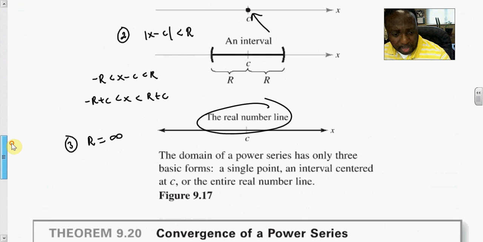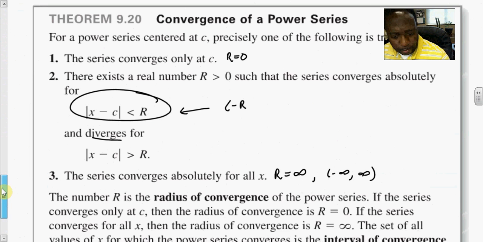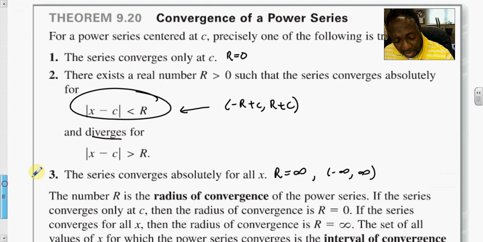Let's go back up here. Negative r plus c, comma, r plus c. And there's always some work with that. So it's just not r plus c or negative r plus c. You have to do some algebra to definitely simplify. But this is the model.